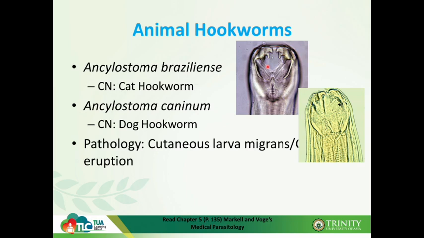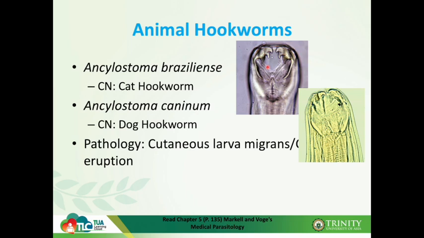Again, Ancylostoma braziliense, 2 pairs of teeth. But in order for us to differentiate braziliense from duodenale, we add another adjective. For braziliense, they have 2 pairs of uneven teeth, not equal. And for caninum, 3 pairs of teeth. To remember better: duodenale, so it's duo. It has 2 pairs of teeth.